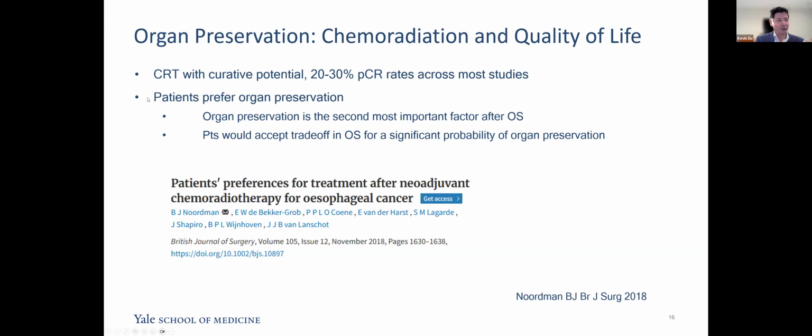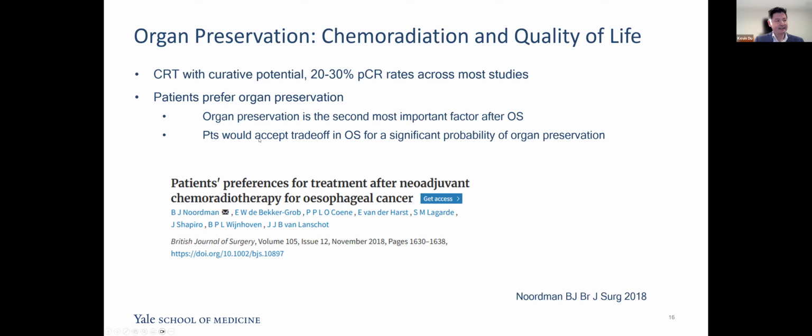And, speaking of quality of life, this has been looked at from the Netherlands. And I think the idea here is that with chemoradiation, across the board, maybe about 20 to 30% pathologic complete response rates across most studies, again, the holy grail is really to try to figure out is there any way that we can really accurately assess pathologic complete response rates? Is there any way that we can increase the number of patients that achieve this pathologic complete response rate?